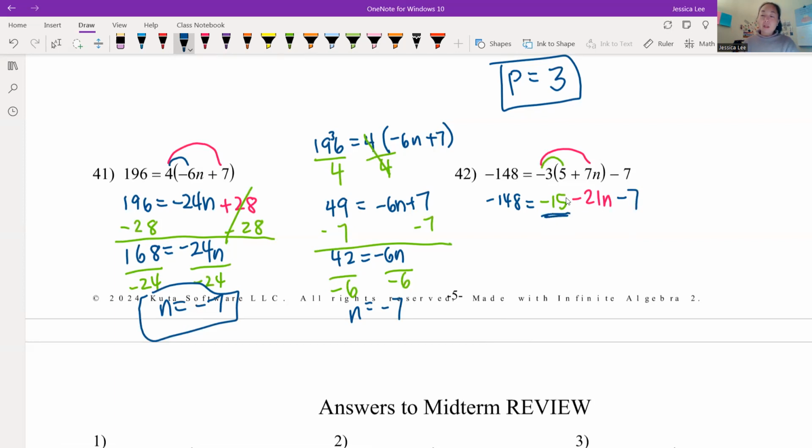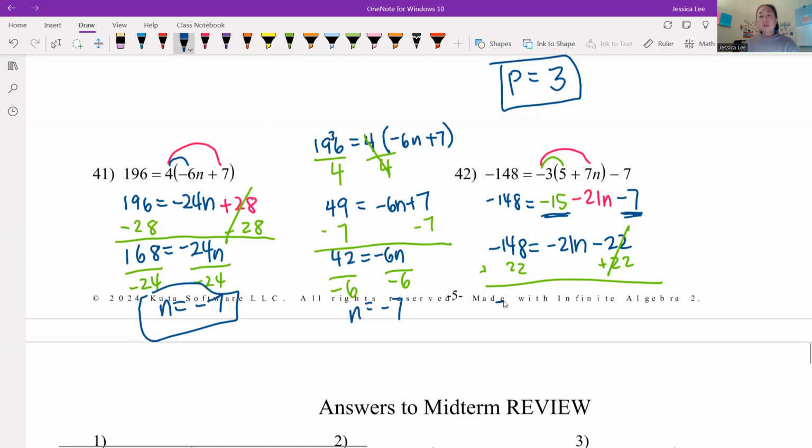And then I notice we have like terms. Okay, so again, we're going to go to negative 148 is equal to, I like to write the variable first, so negative 21n. And this is going to be negative 15 minus 7. So we're getting more negative. I mean minus 22. Then we're going to add 22 to both sides. And we're going to get negative 148 plus 22 is going to be negative 126 is equal to negative 21n.